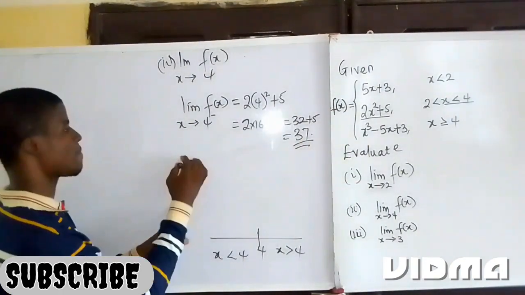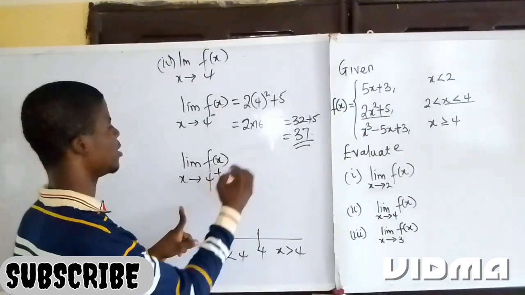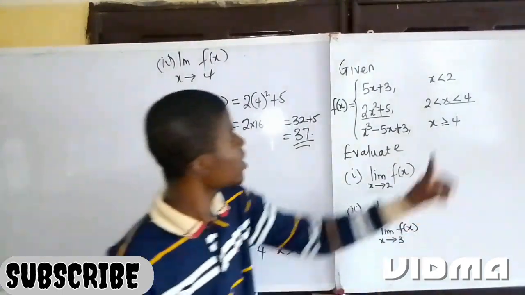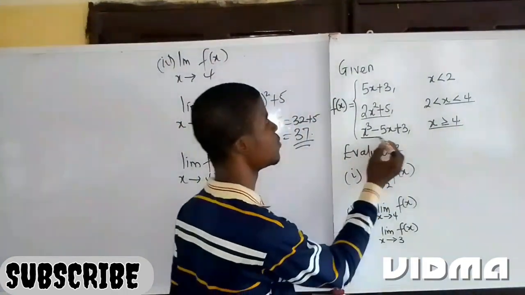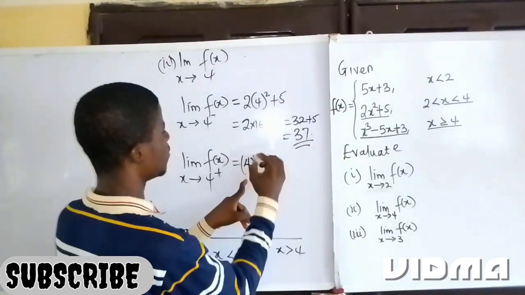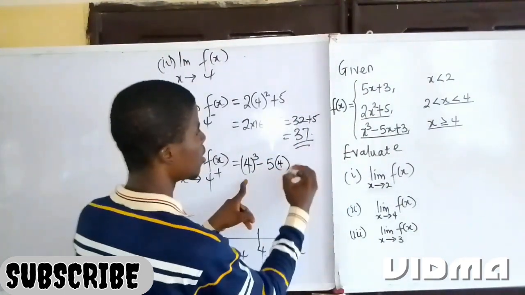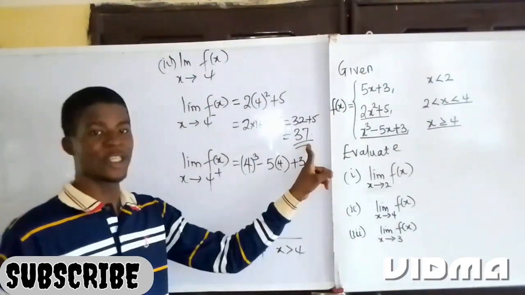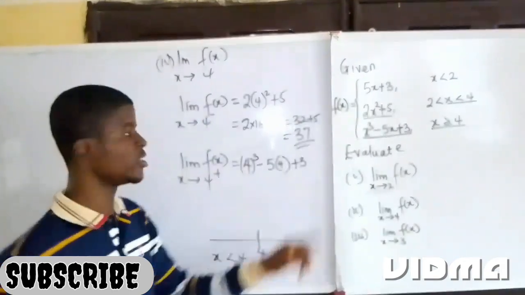What about from the right? The limit of f of x as x approaches 4 from the right. So I have the interval x greater than 4. Where is x greater than 4 here? Oh, I can see it here. So I'll make use of this function now. This is 4 to the power of 3 minus 5 times 4 plus 3. Let's see if the limit will be equal to this. If it is equal, then the limit exists. But if it's not equal, then it does not exist.